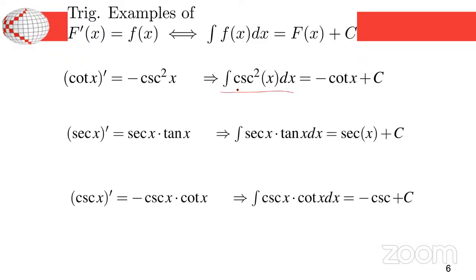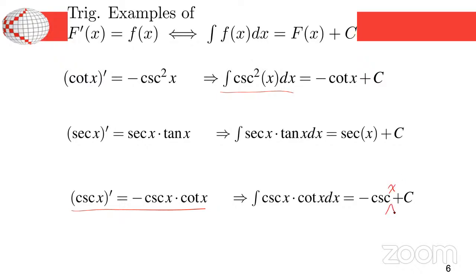So not surprisingly, you can get all of the six. Integral of secant tangent is secant. So if you integrate the derivative, you get the function itself plus c. And finally, the derivative of cosecant is negative cosecant times cotangent. So if you integrate the product on the right hand side, you get a negative cosecant x.